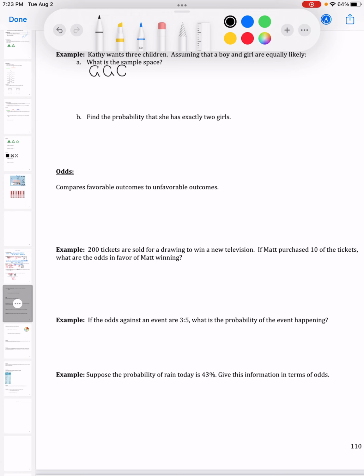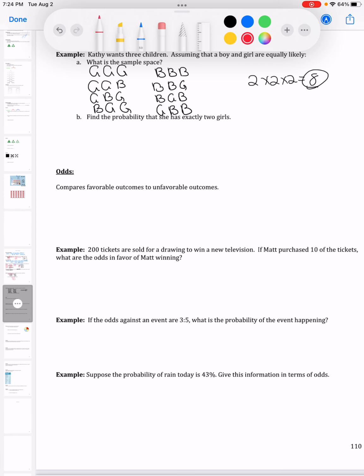The sample space is going to be really similar to the one I wrote out with heads and tails. So my sample space does have 8 things in it. That's because you have 2 choices for each child for a total of 8. So exactly 2 girls, there are 3 ways that can happen, so that probability is 3/8.